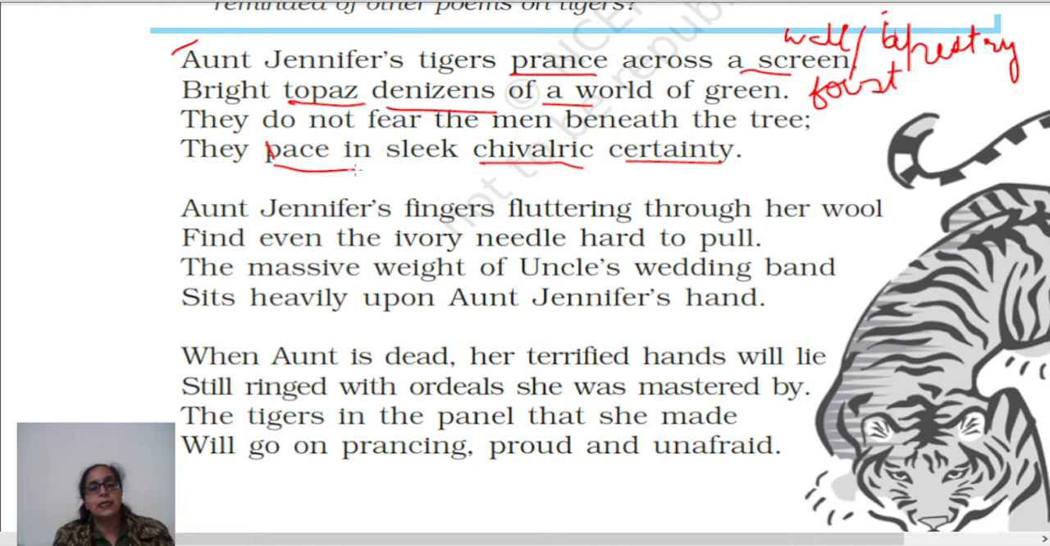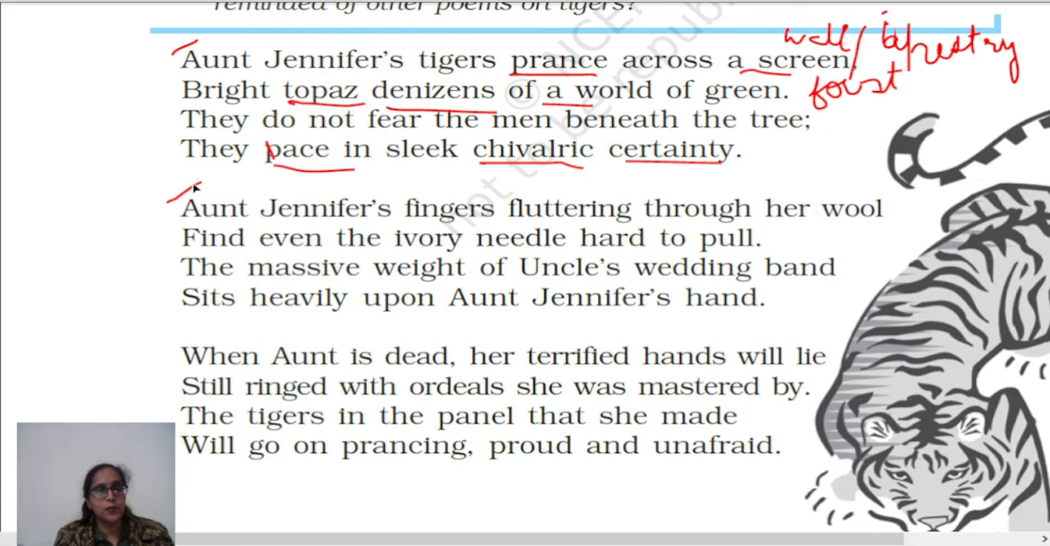In the next stanza, we'll come to know why she has created something that is opposite to her personality, what kind of personality she has. The poet will tell us about Aunt Jennifer's character. In the first stanza, the character of the tigers is revealed, and in the second stanza, the character of Aunt Jennifer will be revealed.